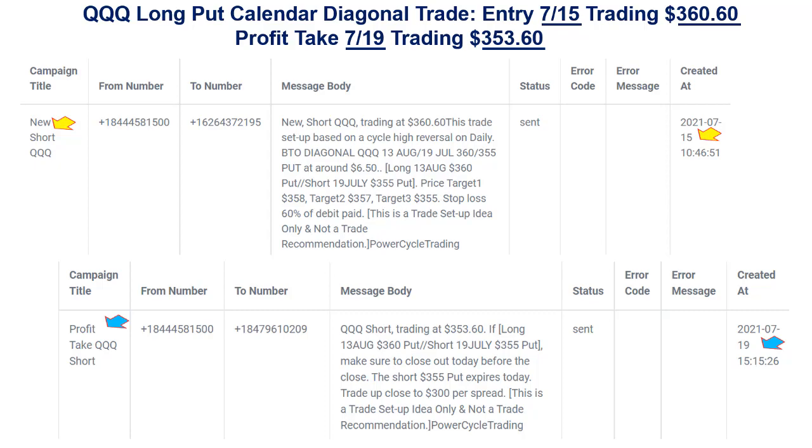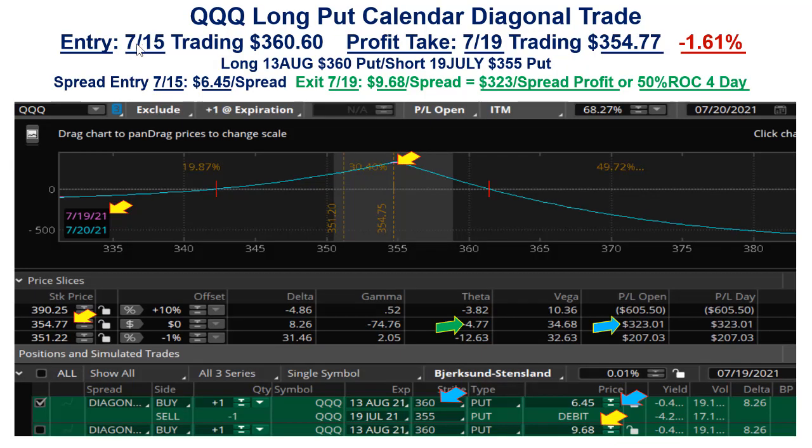So here's what the trade looked like. We set this trade in motion. The entry was on the 15th. It was trading at 360.60. And then what we did was, this was the long, where my pointer is, the 13 August 360 put, short the 19 July 355. So that's the spread. We entered that spread at $6.45 or $645 per spread if you did one.